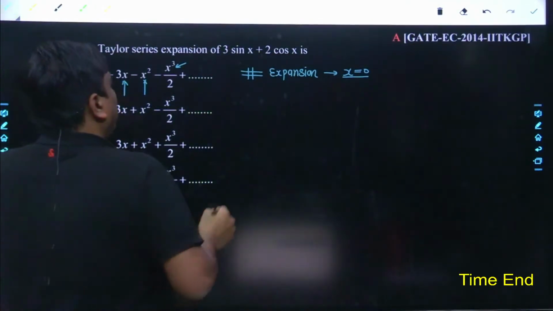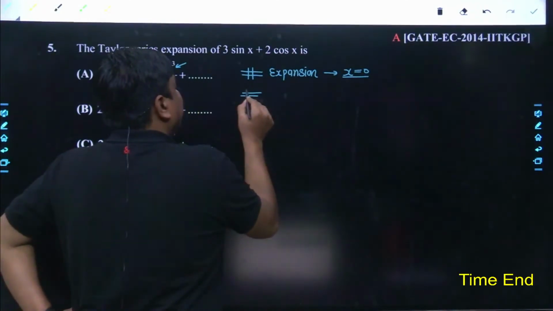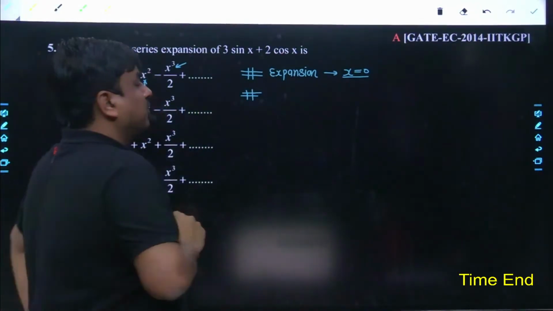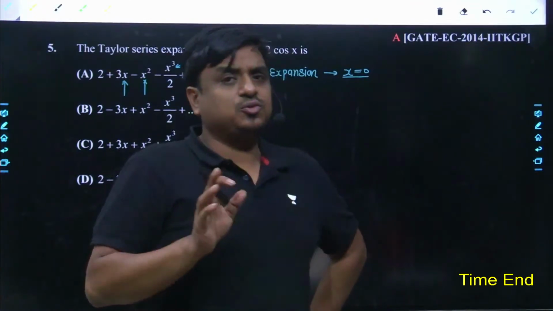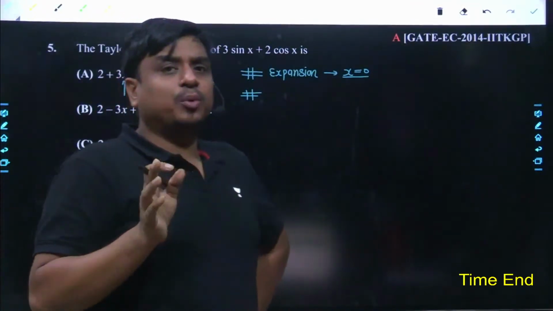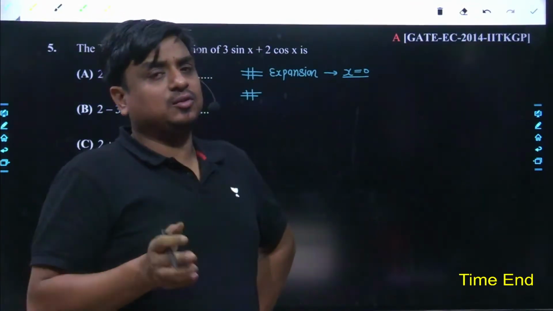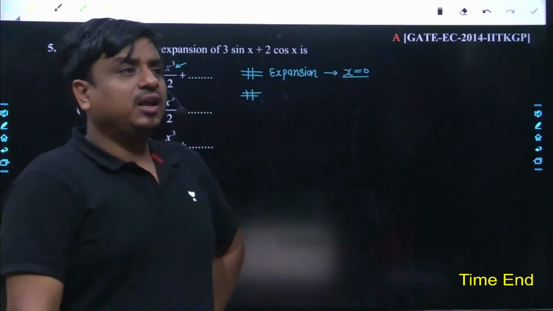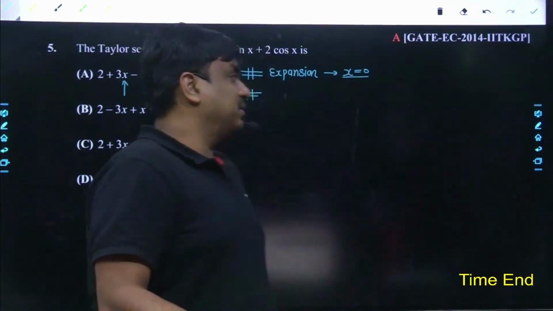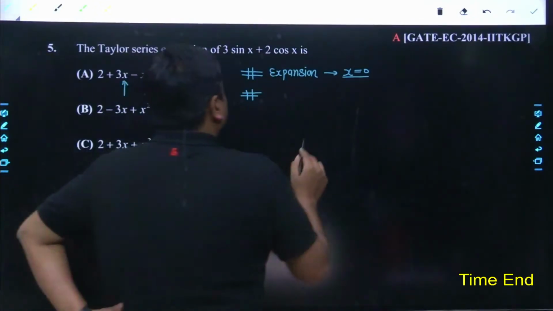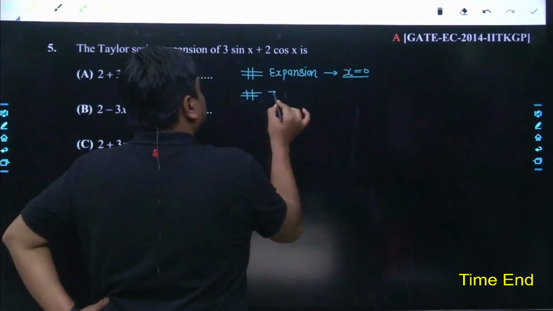Agreed? And I expect the expansions of sine of x and cos of x must be known to all of us. If they are not known, I would request each one of you to have a look at all of the important functions' expansions at least at x equals 0, which includes e to the power of x, e to the power of minus x, cos x, sin x, ln of 1 plus x, ln of 1 minus x.